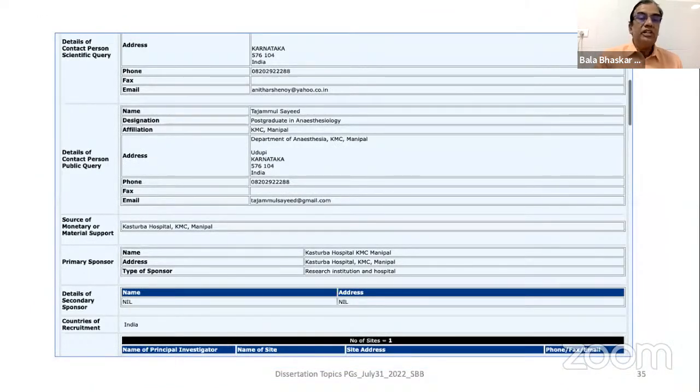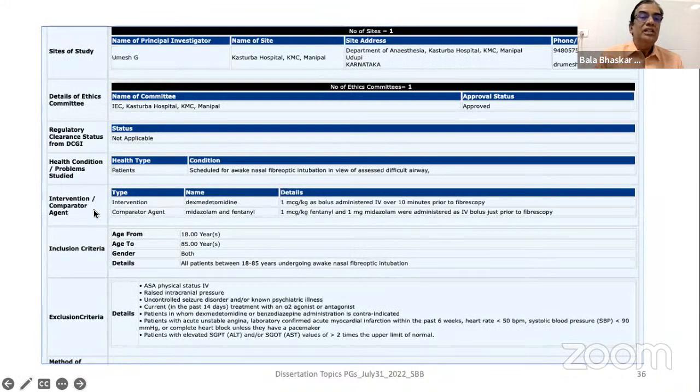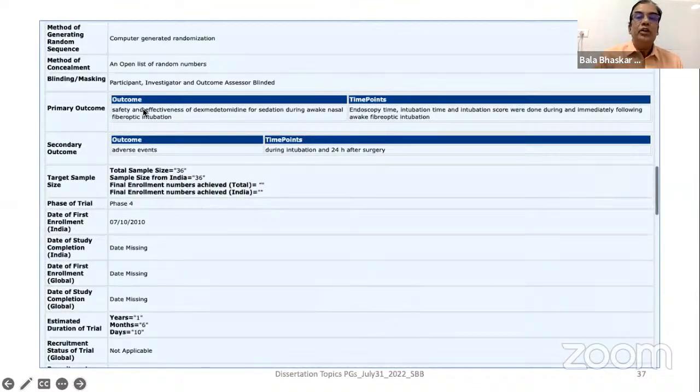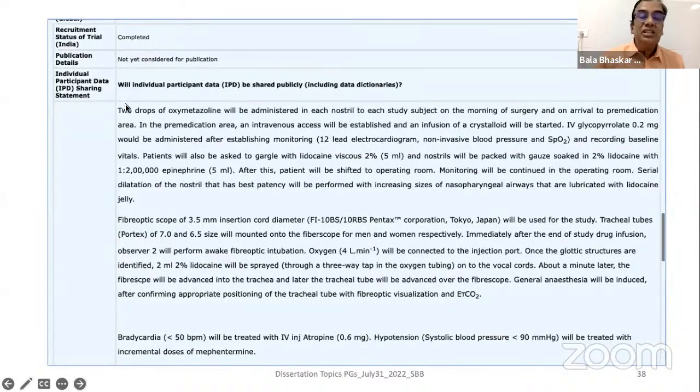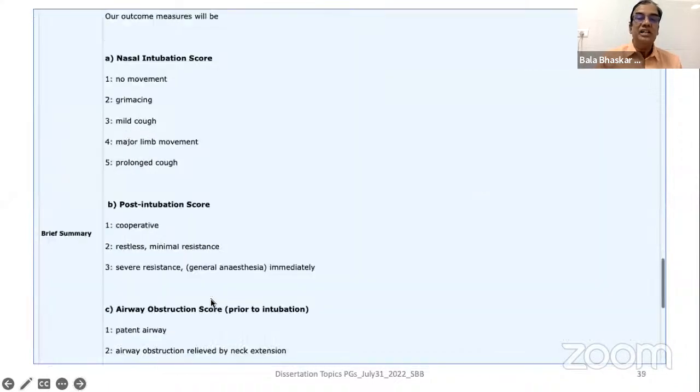So what do I get when I go further in this? I get the inclusion criteria, the exclusion criteria, specifically the age group, everything is available. I also get the primary outcomes, the secondary outcomes, and the time points for that particular study. Then the type of allocation concealment, randomization, everything is given clearly, and in terms of blinding also. More important, they give the details of the procedure: how you do awake nasal intubation, how they administer the drug, what type of fiber optic scope is used, what complications they anticipate and what they do, and the scoring system they use.